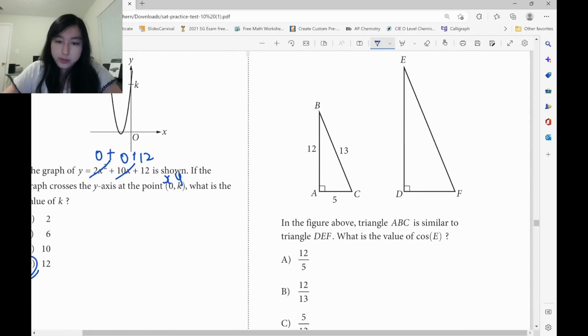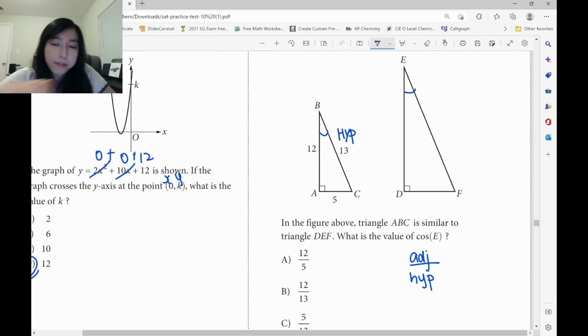Let's look at this one. What is cosine E? Since they say the triangles are similar, angle E is going to be the same as angle B. So we're going to be looking at angle B. Cosine is adjacent over hypotenuse. So you just have to figure out what's the adjacent and what's the hypotenuse. Hypotenuse is always the longest side, so in this triangle, 13 is the longest. Now, how do you identify the adjacent and the opposite? Well, it's literally in the name. Opposite is opposite the angle; adjacent, which means next to, is next to the angle. So 12 is next to our angle highlighted here. So our adjacent is 12, and it's going to be 12 over 13. That's it.